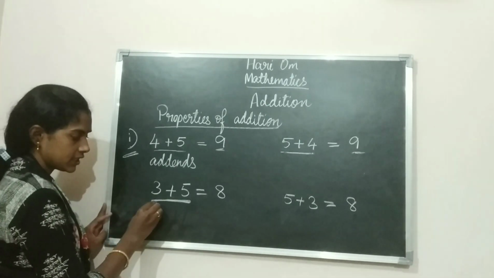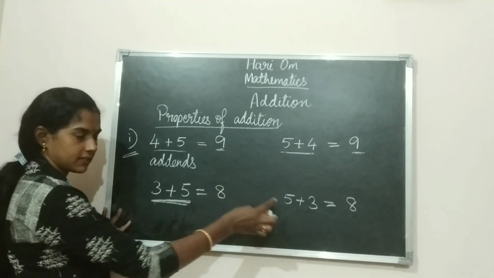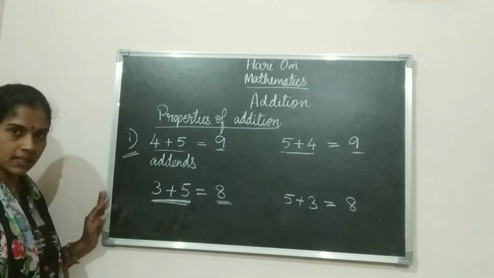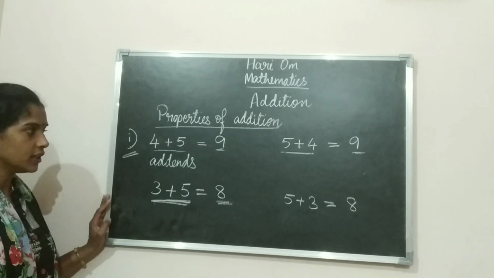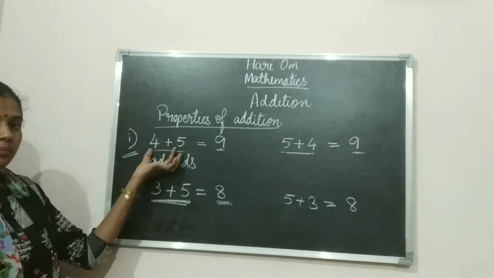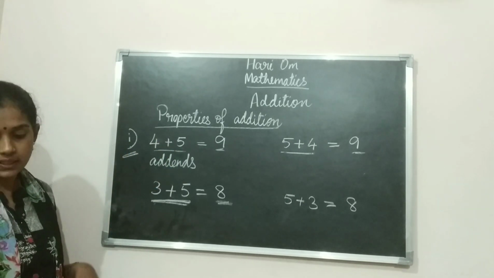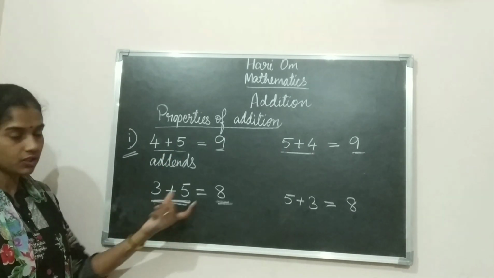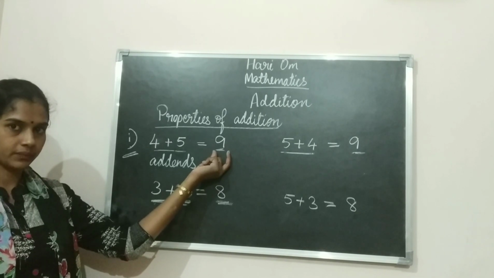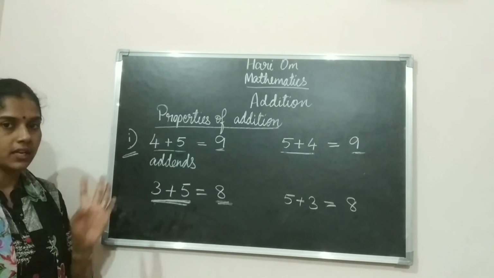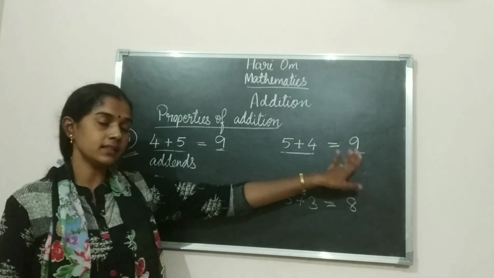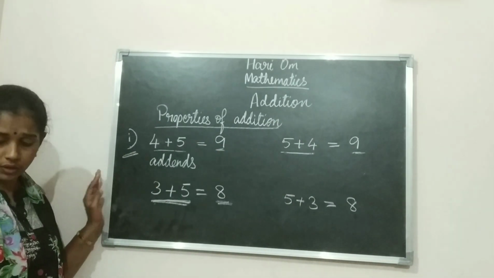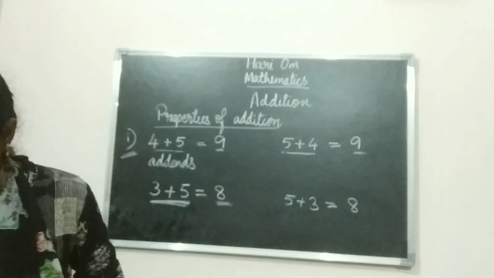So if we interchange the addends 3 and 5 as 5 plus 3, the sum is always the same. Understood, children? So what is the first property? The first property is: a change in the order of the addends does not change the sum. If we change the order, the sum remains the same. Have you all understood this? Okay, so what is the second property?